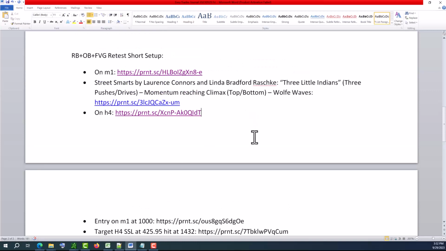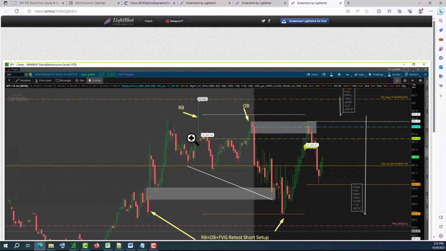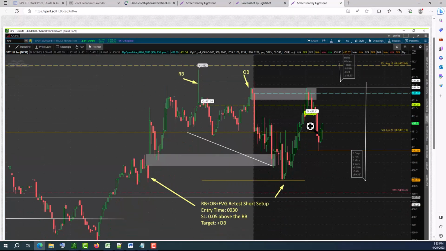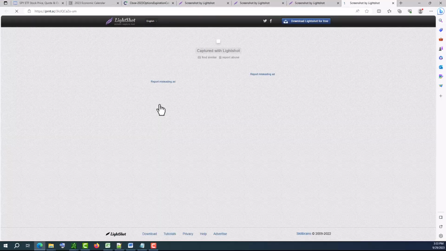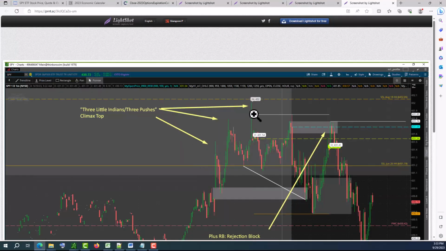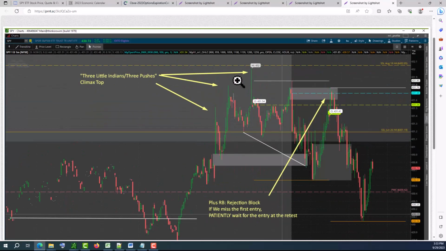Alright, let's draw up right here, right? We see that we have this setup on M1. We saw rejection block, order block, and just a retest right there at 10. And we incorporate another idea from the book we read. It's about so-called momentum climax. In this case it is the top, so we know top. About 1, 2, 3 push right there, 3 tries, or 3 Indians, little Indians right there.